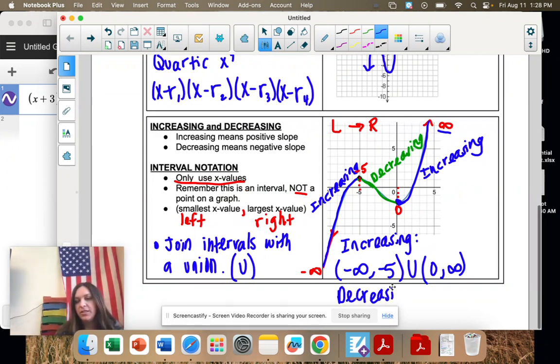So our decreasing is right in the middle of those. So what's the left value and the right value? -5 to 0. That's the green spot. So those are our two intervals for increasing, decreasing.